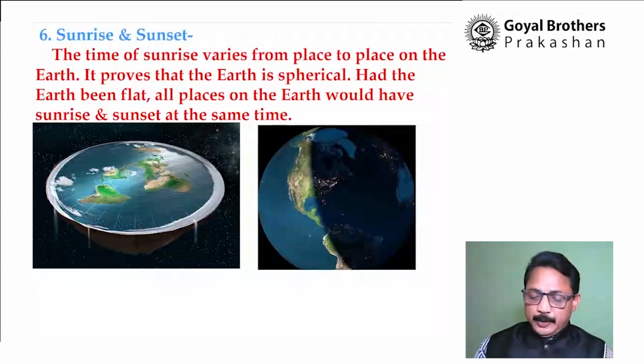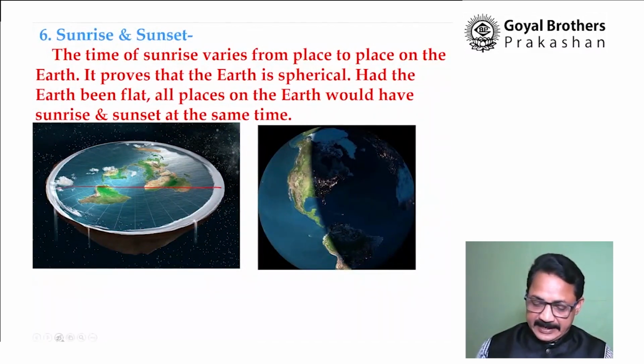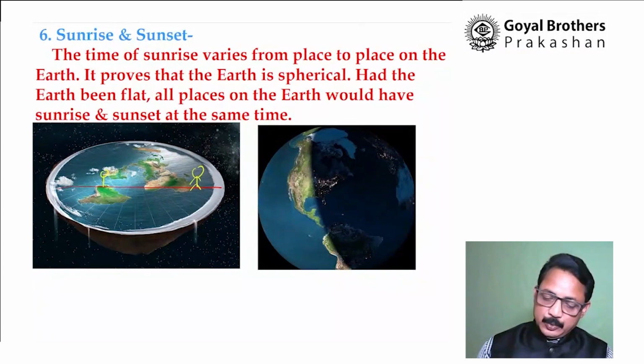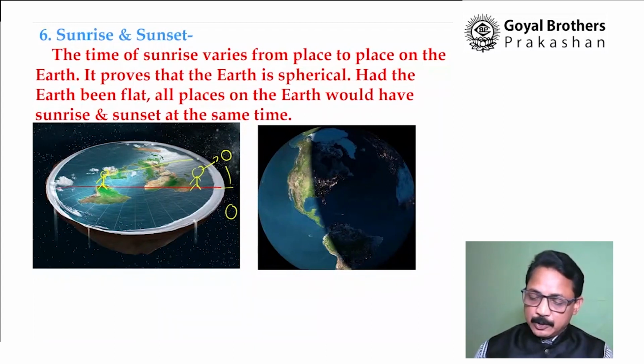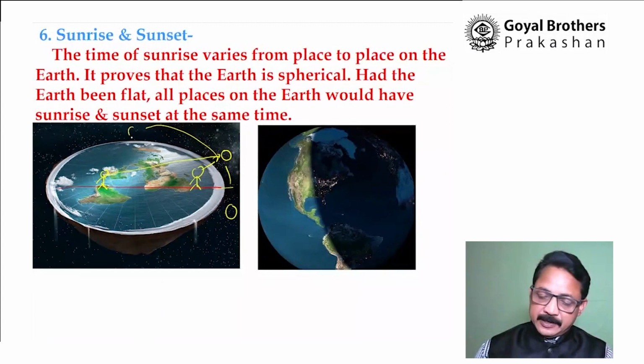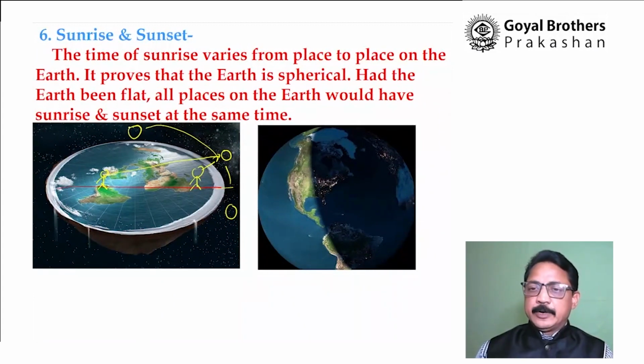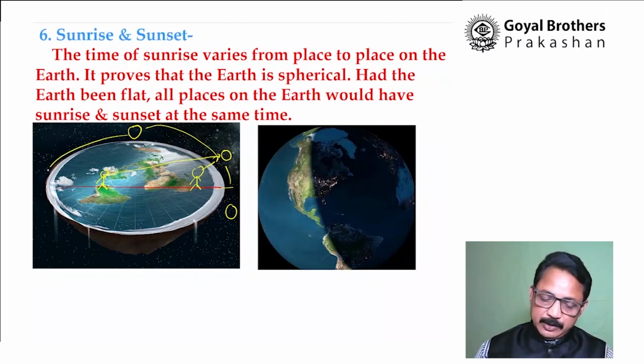Now imagine if the earth was flat like this, completely flat, then what would have happened? Suppose here I am standing in one country, you are standing in another country, and now if the sunrise had taken place, then for me also it would have been sunrise, for you also it would have been sunrise. If the sun was here, then for every one of us there would have been afternoon, and when the sun goes down here, it would have been sunset.